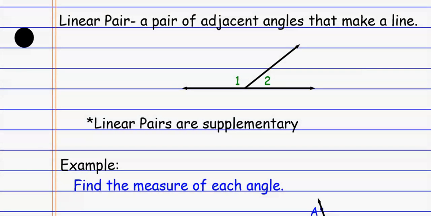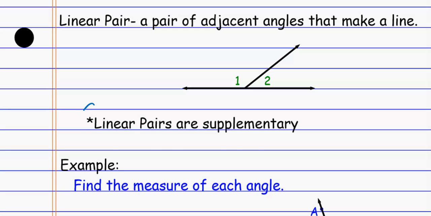A linear pair we've kind of already dealt with. We've seen linear pairs in the context of supplementary angles. We just didn't call them linear pairs before, okay? So linear pairs are just a special kind of supplementary angles, and they're the kind of supplementary angles that are also adjacent. So a pair of adjacent angles that make a line, all right? If I have a pair of adjacent angles that make a line, we already knew that these were supplementary angles.